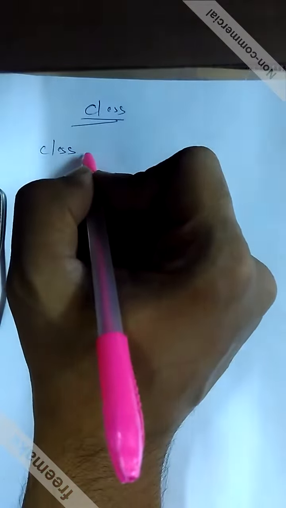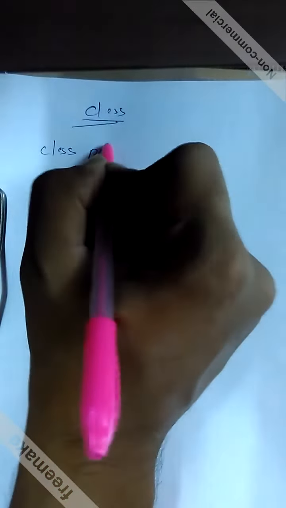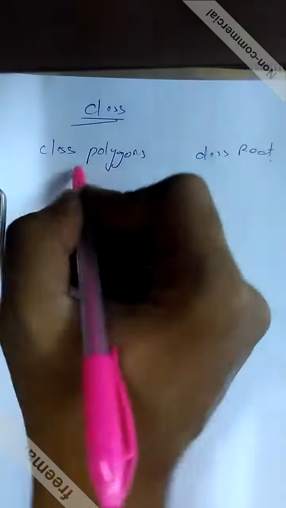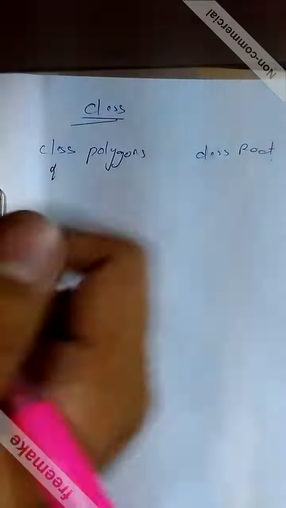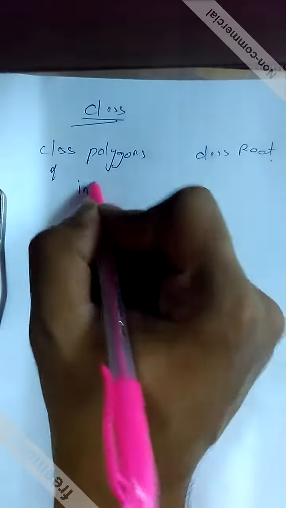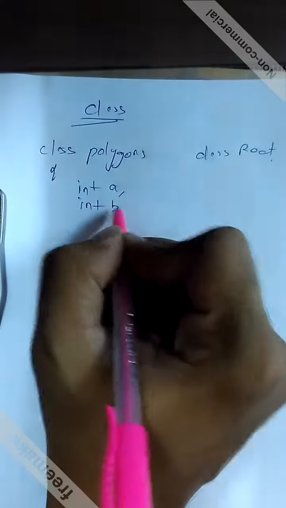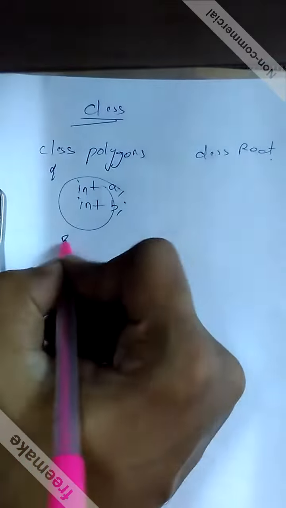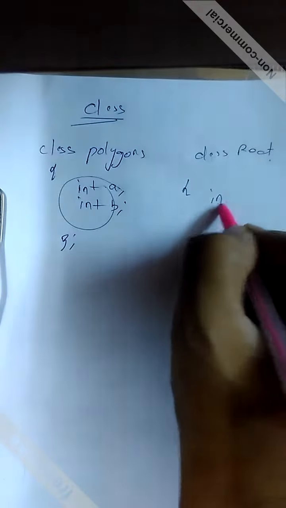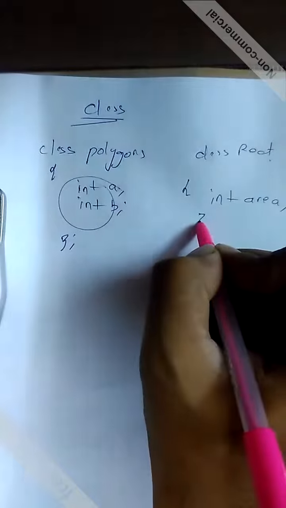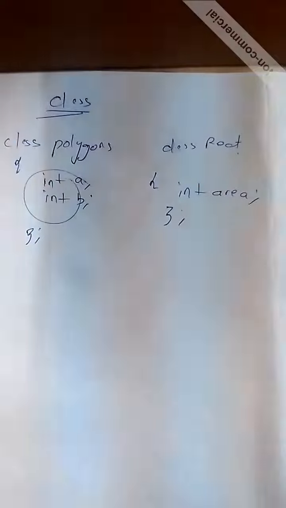Okay, for example, consider a case that I have two classes. Say class polygon, and I have a class rectangle. In class polygon I have int a and int b. Okay, variables. These variables are defined in this class. And in class rectangle I have int area. It doesn't make any sense, but just consider what I'm trying to say.